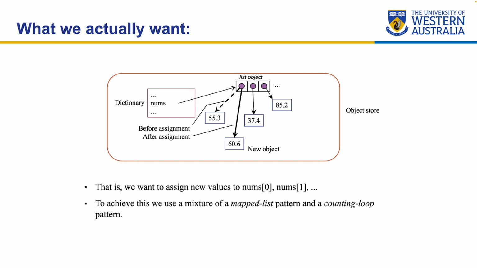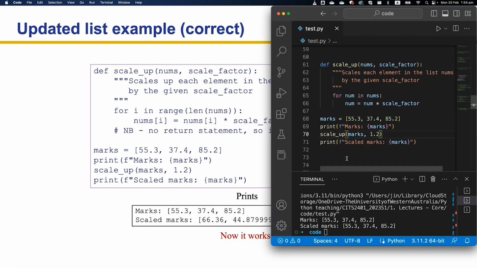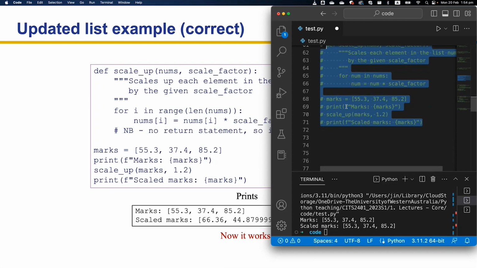Okay, so what do we really want from this scenario? Well, we still want the nums variable pointing to the list, but the list object referencing a new value after the scaling. To achieve this, we use a mixture of the map list pattern and a counting loop pattern. So let's have a look at how that's done. Here's an example, which I also have available inside my IDE. Let's have a look at that in the IDE.